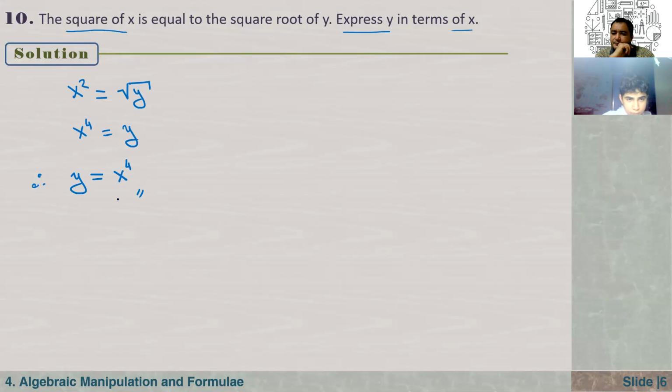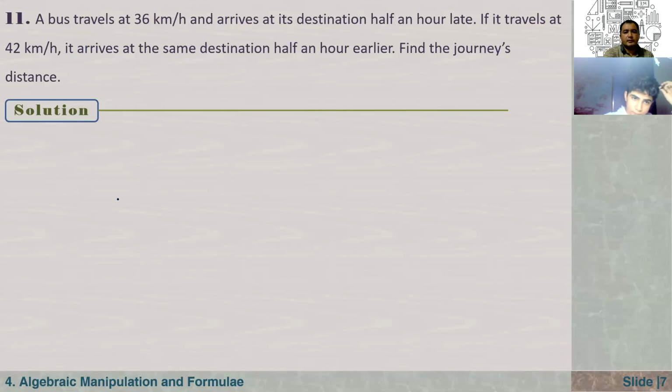Okay, is it clear? Yes. Good. Isa, read also this problem and let's solve this together.